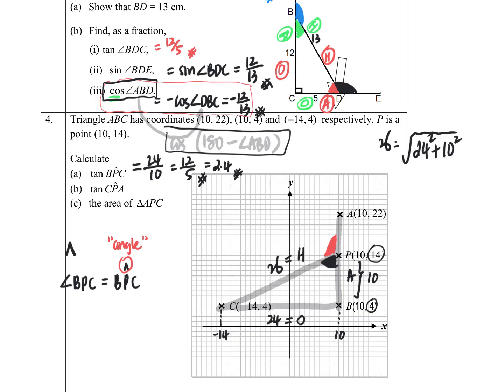No need, because I'm not finding the angle. I'm finding the ratio. So what is tangent CPA? I want tangent of the red one, the obtuse. So I should look at the acute, but add a negative sign. I already found from part A that the acute is 12 over 5. So I just add a negative sign only. Don't even need any working. Just put a negative sign to my first answer. Traditionally the red one is negative of the black one.